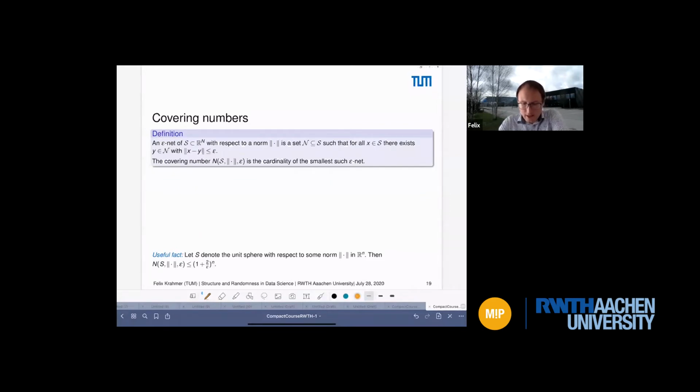The concept that's of importance here is the concept of covering numbers and epsilon nets. An epsilon net with respect to some norm is a set such that, I mean, this is an abstract definition, I'm reading it out, but I'm drawing a picture in a second, that for all X in this set S, there exists Y in our net such that the norm of X minus Y is less or equal to epsilon.